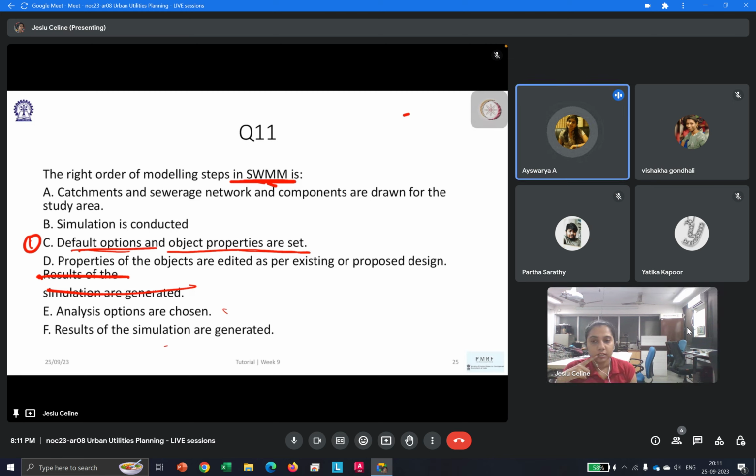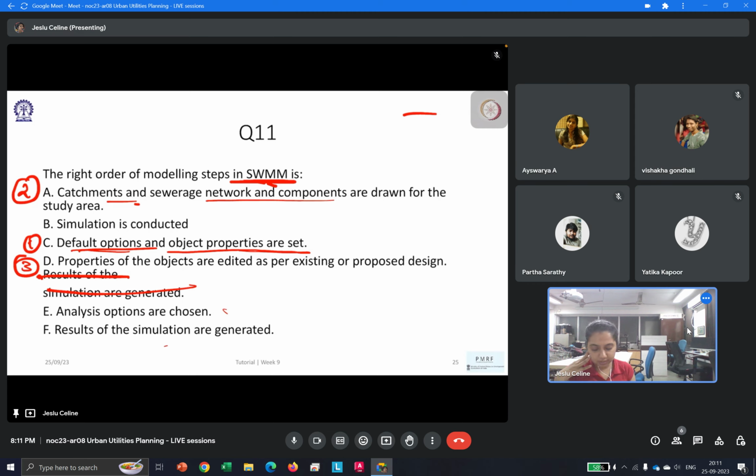Then we'll draw the catchments and sewerage. Very good. So what Partha said will go second. After you get the design, then you have the catchments and sewerage network. Very good. And now after that, properties of the objects are edited. So before we start our simulation, now we need to edit the properties. So 3, yes, properties of objects are edited.